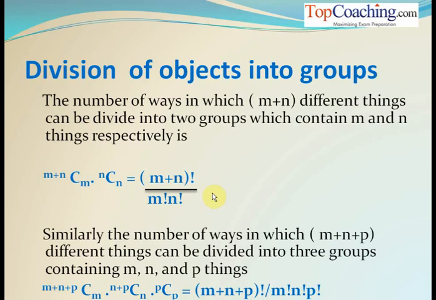So what we are doing here is, we have m plus n plus p different things and they have to be divided into groups containing m, n and p things. So first we select m things out of this group of m plus n plus p, and that can be done in (m+n+p)Cm number of ways. Now we are left with n plus p things, and out of those n plus p things we select n things. This can be done in (n+p)Cn. Now what we are left with is p things, so we select p things out of those p things. When we multiply all of them, we get (m+n+p)! divided by m! n! p!.